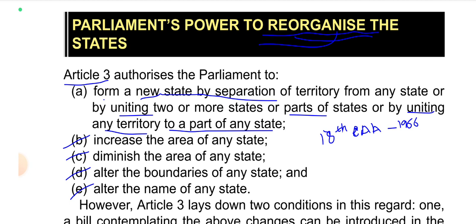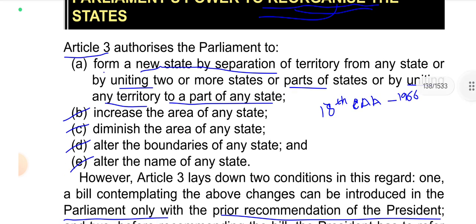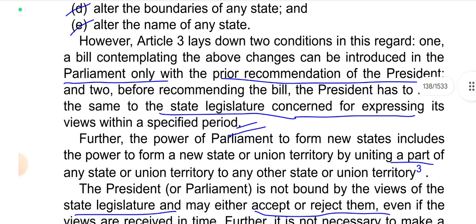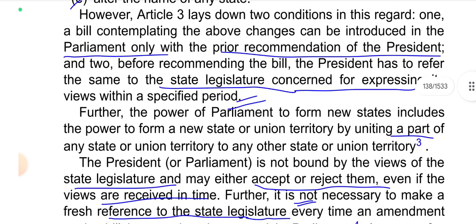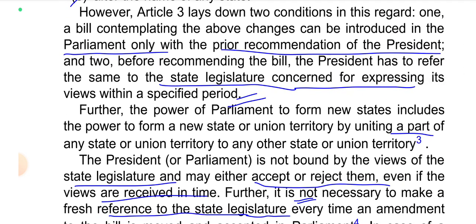Increase the area of any state, diminish the area of any state, alter the boundaries of any state, alter the name of any state. तो ये सब पार्लियामेंट कर सकता है. However, Article 3 lays down two conditions in this regard.